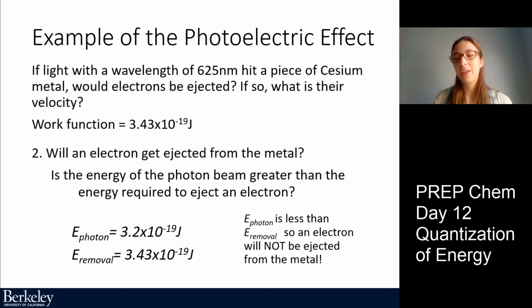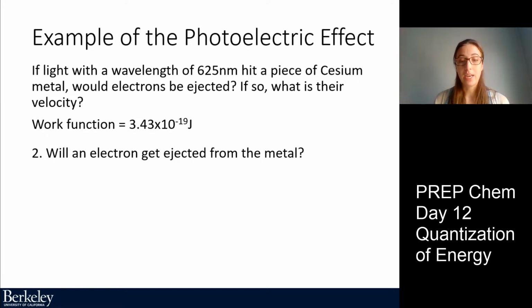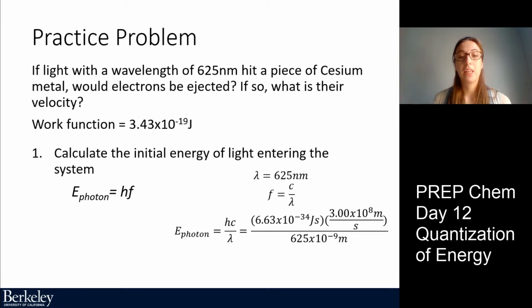So someone asked, how do we get the value for c again? So c is the speed of light, so that is something that you should either have memorized or would be given to you. That is defined to be 3 times 10 to the 8th meters per second.